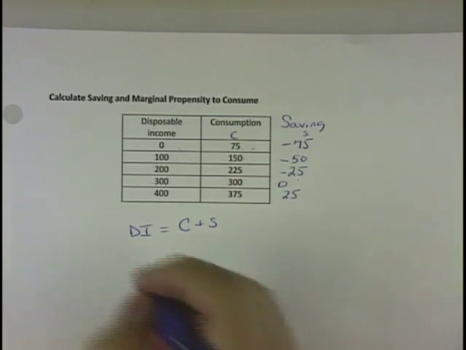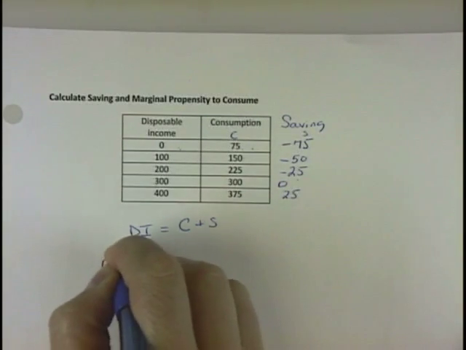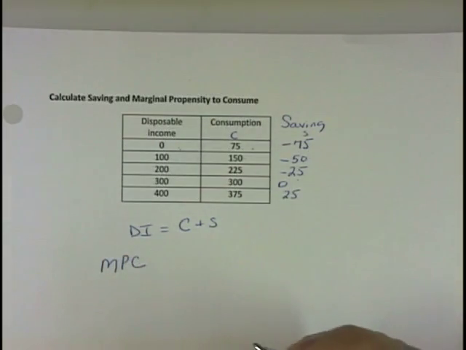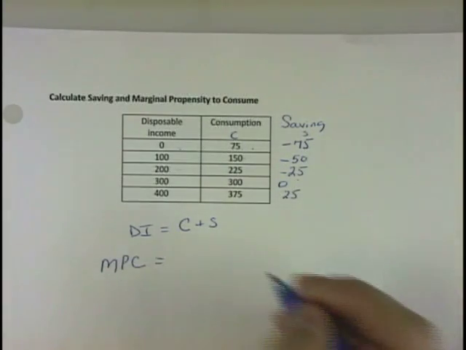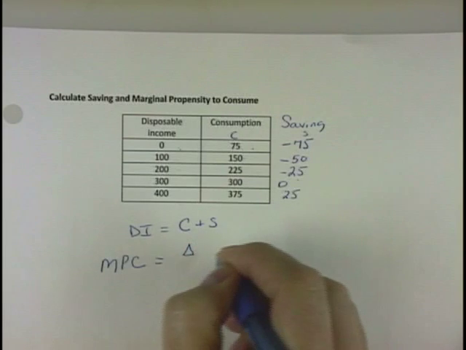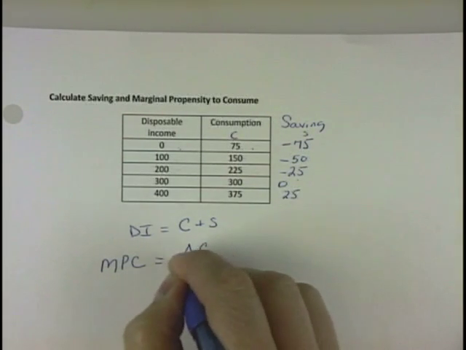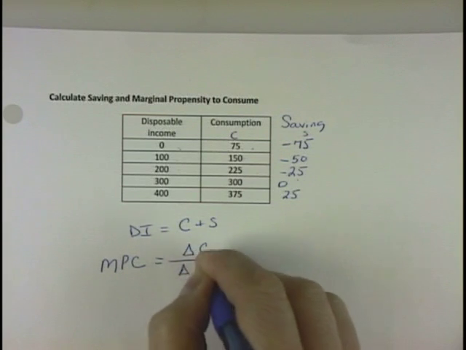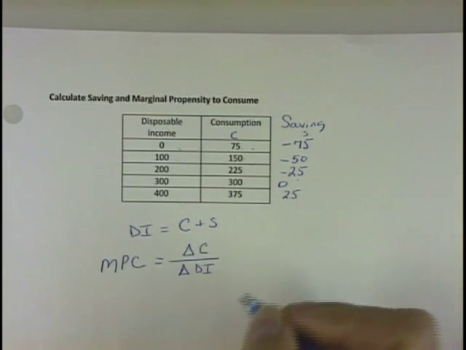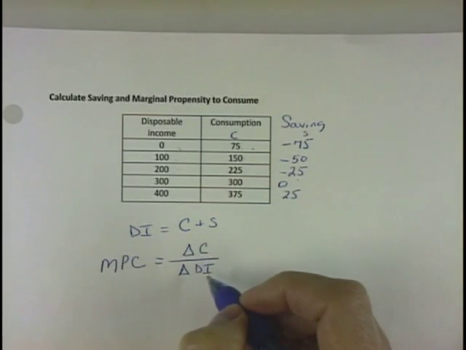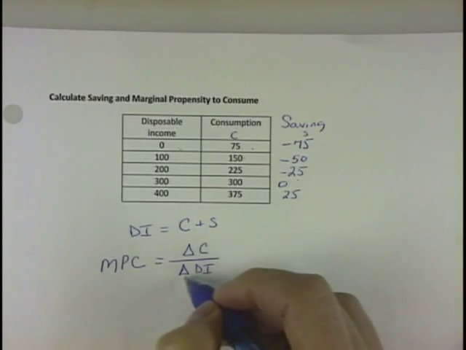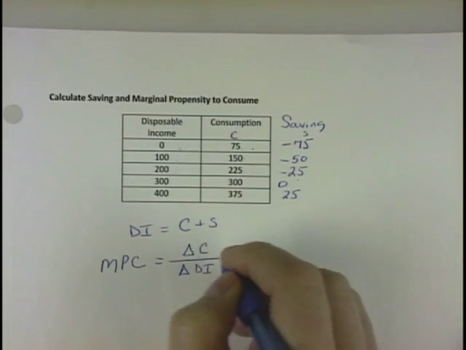Okay, so the other thing we want to calculate is marginal propensity to consume, MPC. And the marginal propensity to consume is going to equal the change, remember delta means change, in consumption divided by the change in disposable income. You'll often see disposable income denoted with a Y as well. So either DI or Y, either is the same.